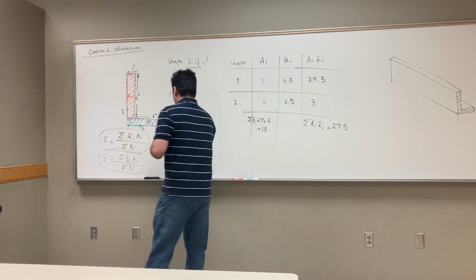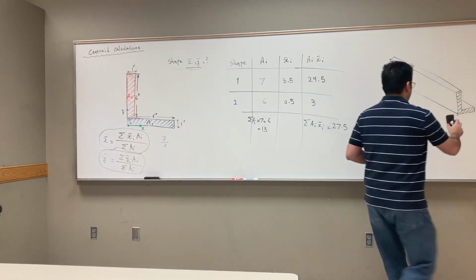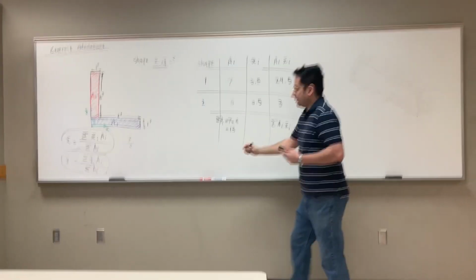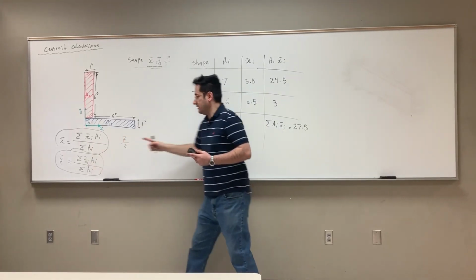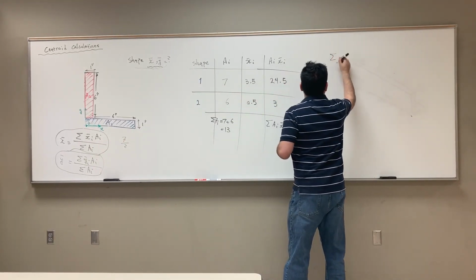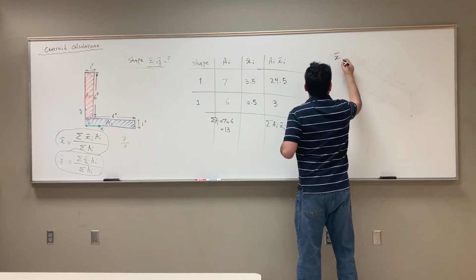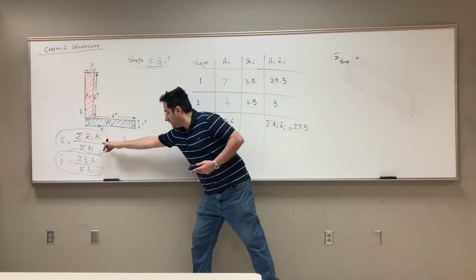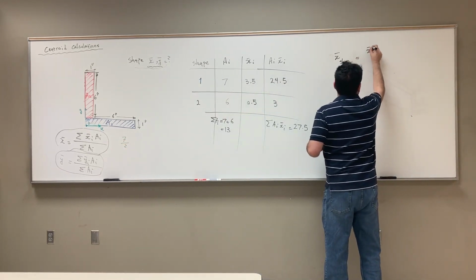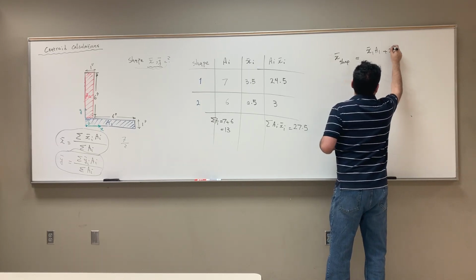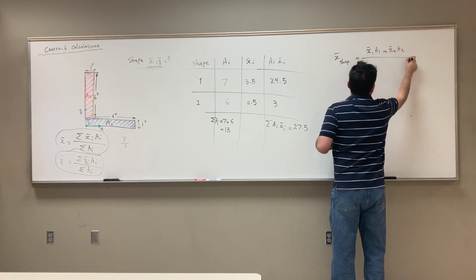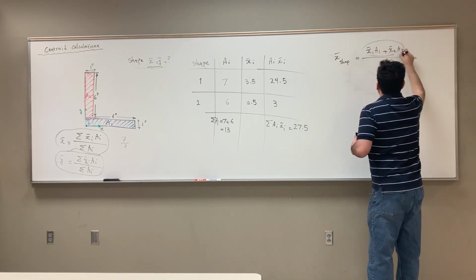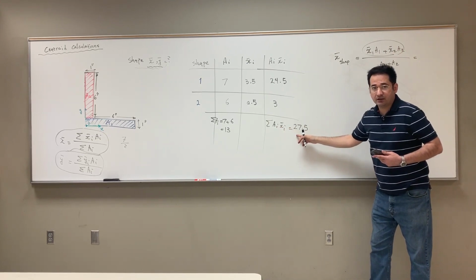Alright, so finally, I'm ready to put it in the formula. So here is the formula. X bar of the total shape is equal to, if you expand this, x bar 1 A1 plus x bar 2 A2 divided by A1 plus A2. So that's in fact this total sum here, right?